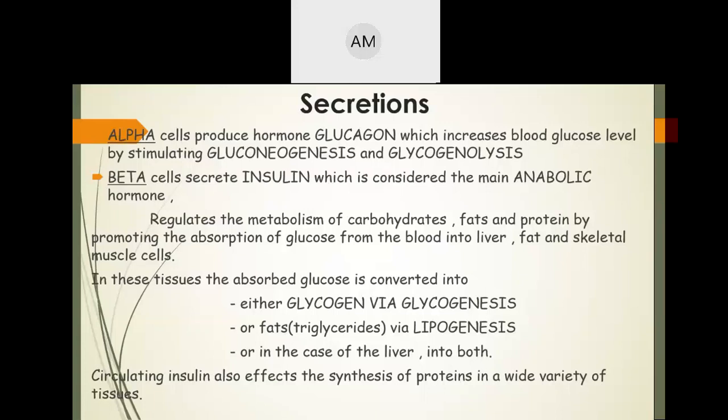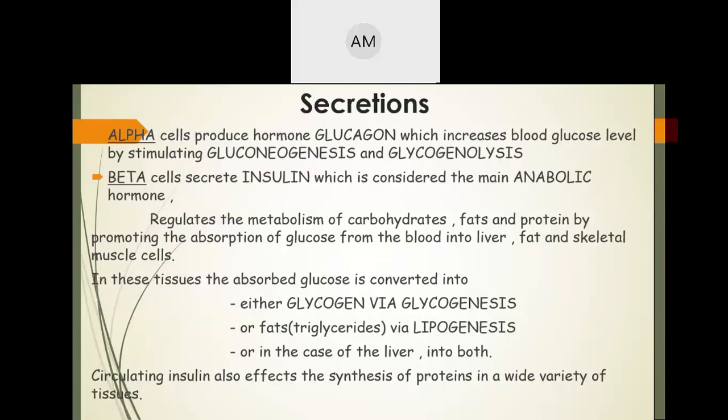That means it's stored as glycogen, or it can be converted into fats through a process called lipogenesis, formation of new fats. Or in the case of the liver, both things happen. It's converted into glycogen as well as fats. And circulating insulin, the remaining insulin left inside the body, also affects the synthesis of proteins in a wide variety of tissues. It helps in the formation of proteins from small building blocks which we call amino acids. So in the process of protein formation, this insulin is very much required.